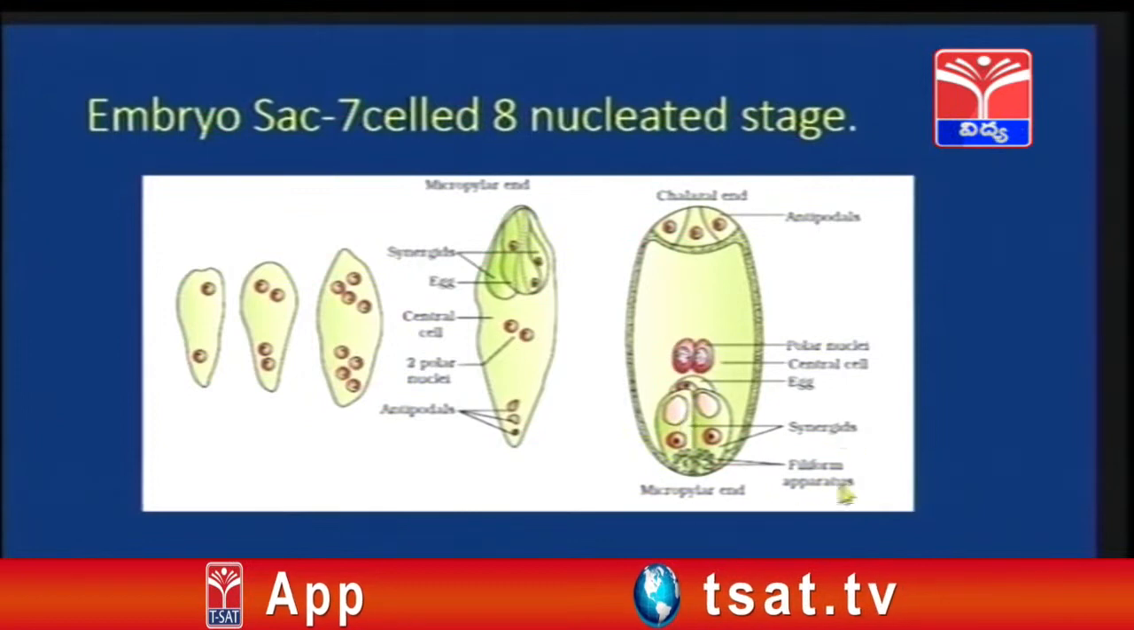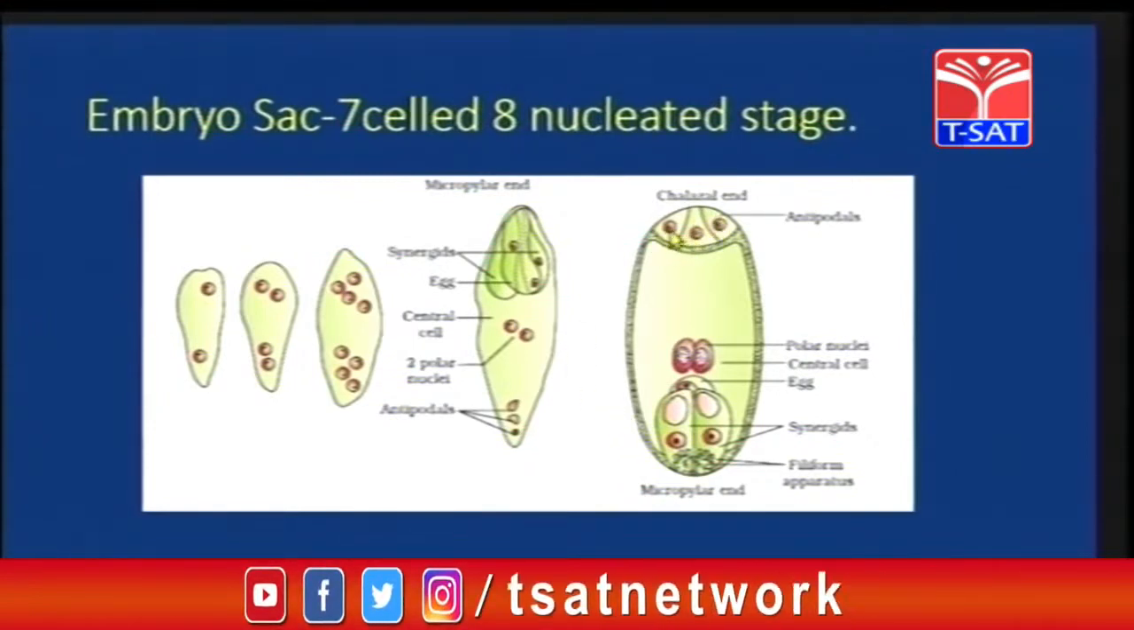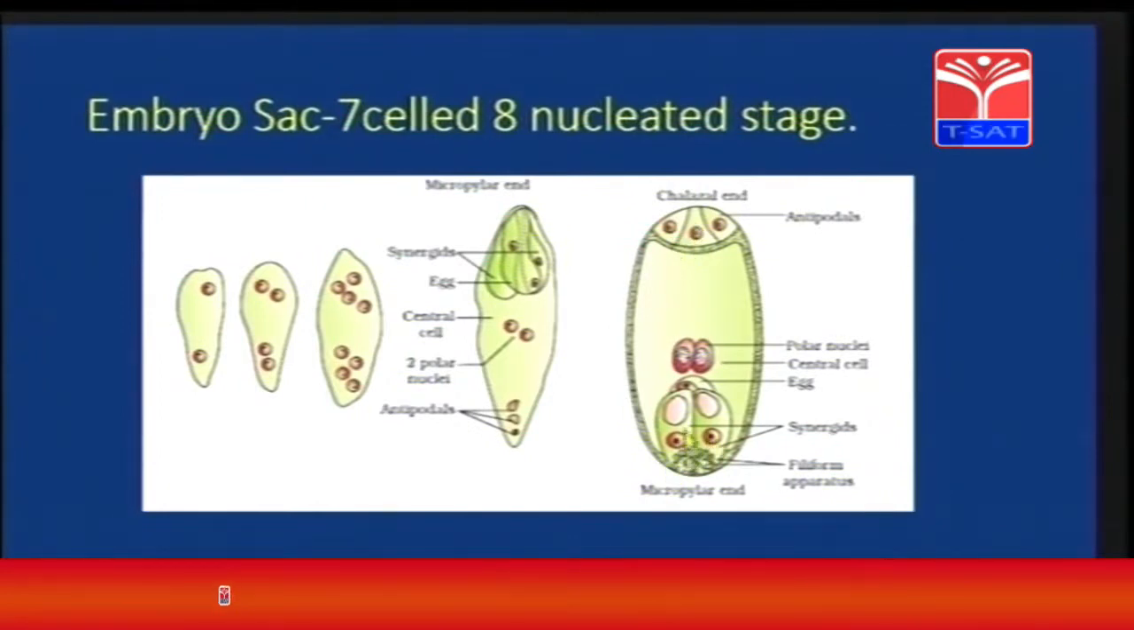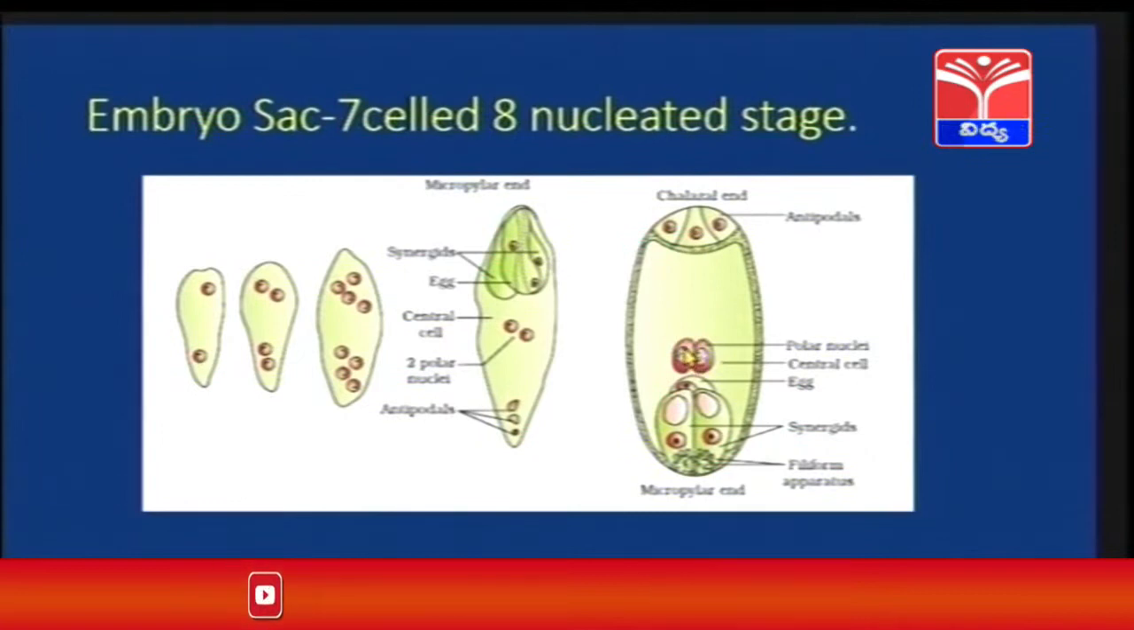That is, the filiform apparatus helps in directing the pollen tube towards the egg cell. So children, please remember that the 3 cells developed towards the upper side are the antipodals, and the 3 cells developed towards the lower side are 1 egg cell and 2 synergids, and the remaining 2 polar nuclei develop into 1 central cell, that is, in 1 cell 2 nuclei are present.